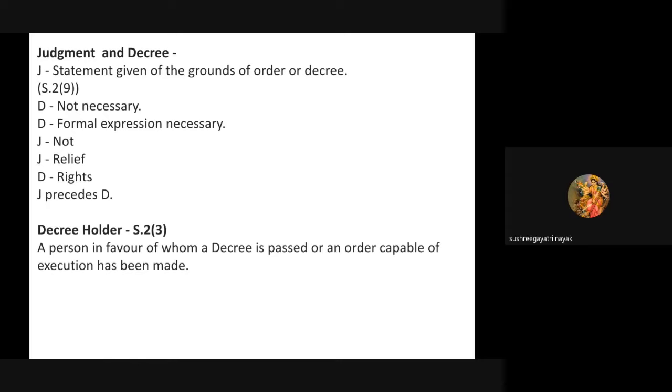You also have to know that a judgment always precedes a decree, and a decree is always followed by a judgment. Now coming to decree holder, section 2(3): from the name itself, you can know that whoever is holding a decree in his favor, that means a person in favor of whom a decree is passed, will be a decree holder. Also, a person in favor of whom an order capable of being executed has been made shall also be called a decree holder.